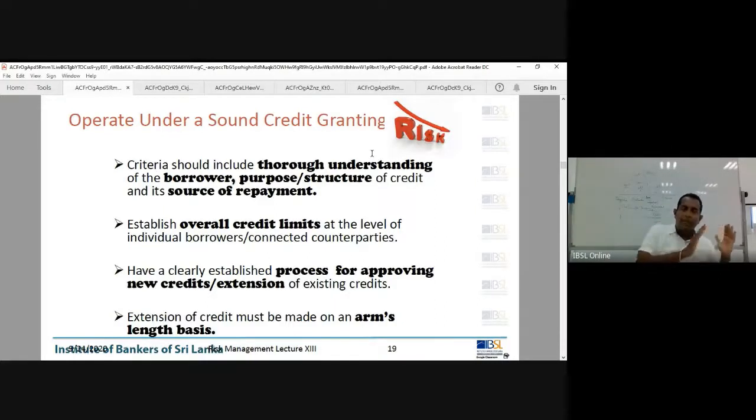What we have been learning is this: there should be a thorough understanding of the borrower. Whenever you grant a credit, you should have a thorough understanding of the borrower. We should know the purpose, structure of the credit, source of repayment, the 5 Cs of credit. Then establish overall limits, sector limits, customer limits, those things.